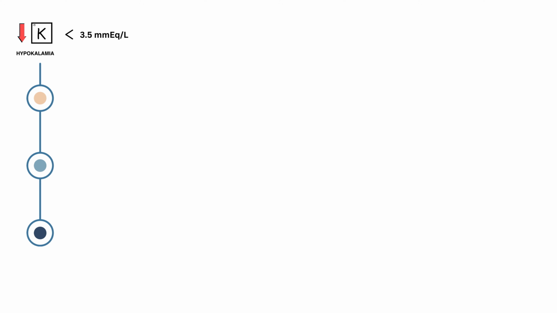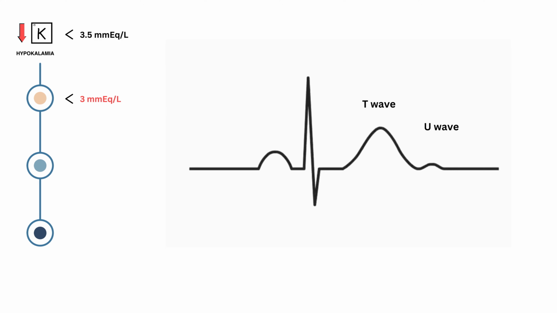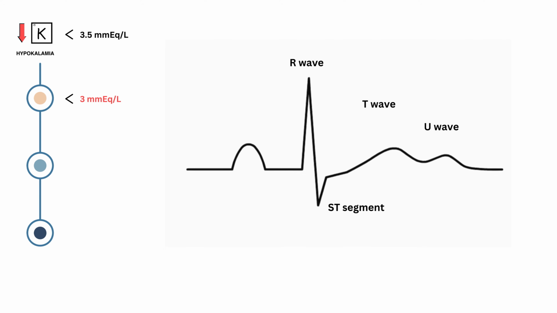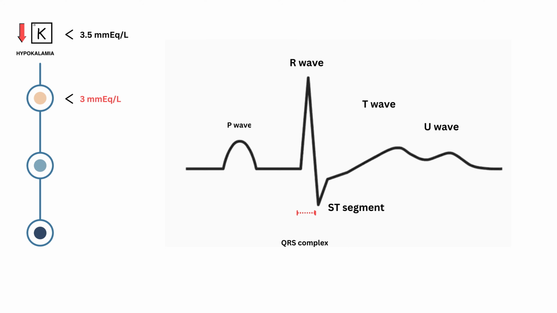When your potassium levels drop to 3 milliequivalents per liter or lower, you might start seeing some specific changes on your ECG. For instance, the T wave flattens out, the U wave becomes more prominent, and the amplitude and width of both the T wave and U wave become equal. You also see some other changes, like the ST segment getting depressed or flattened, or the R waves getting larger. The QRS complex gets wider, and the P wave gets taller and wider too.